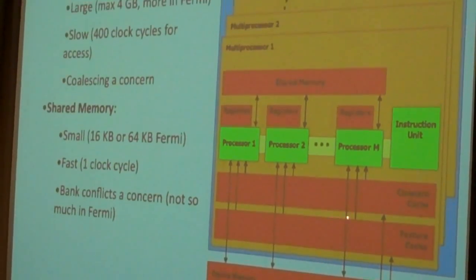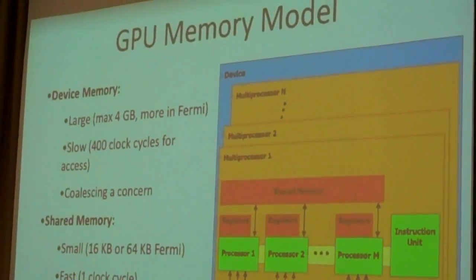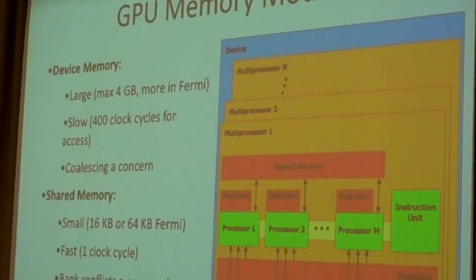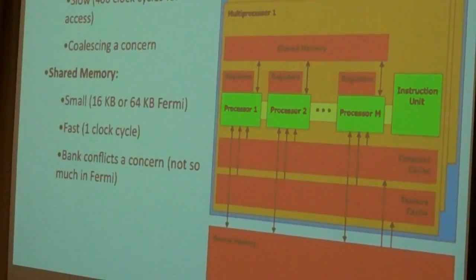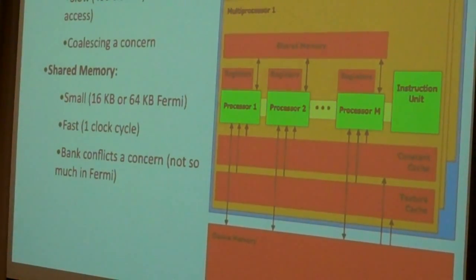So I'm sure you're all familiar with this picture, the GPU memory model. We know that the GPU has a large amount of device memory, 4 gig max, although more in the Fermis. Accessing that device memory is relatively slow. It has a relatively small amount of shared memory, 16 KB, or 64 KB in the Fermi, which I believe can be switched between level 1 cache and shared memory, but for our purposes, we can think of it as just 64 KB. It's relatively fast, and bank conflicts are certainly a concern.